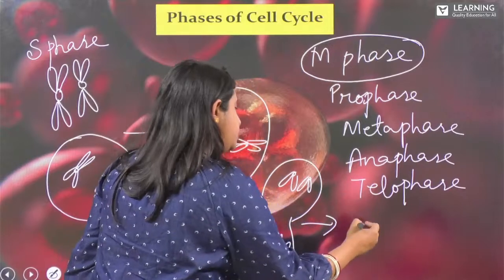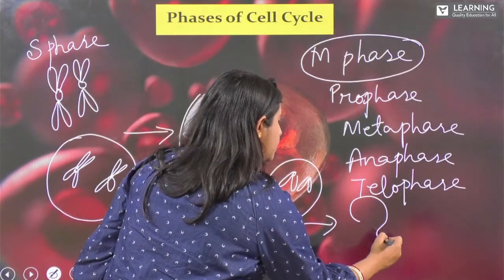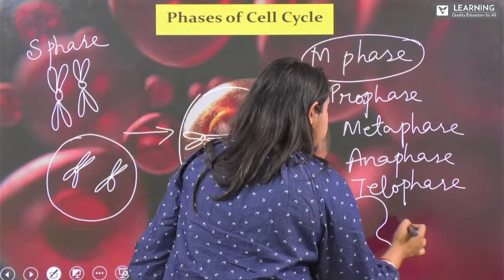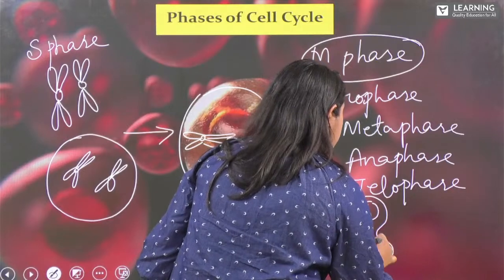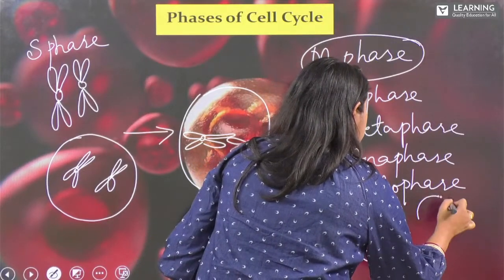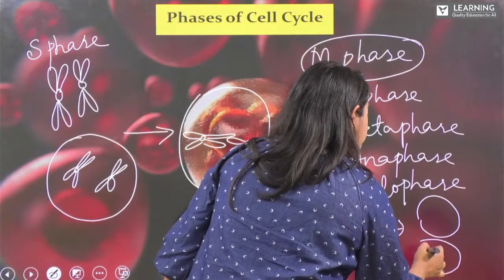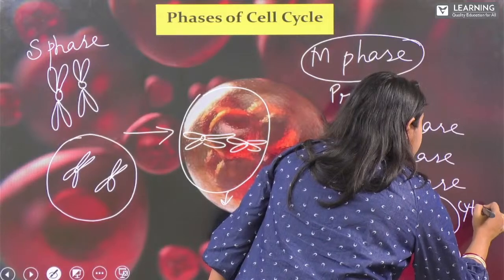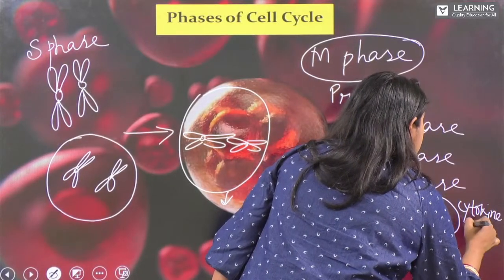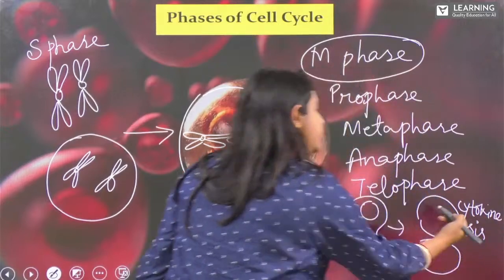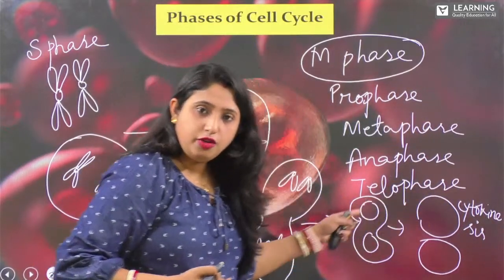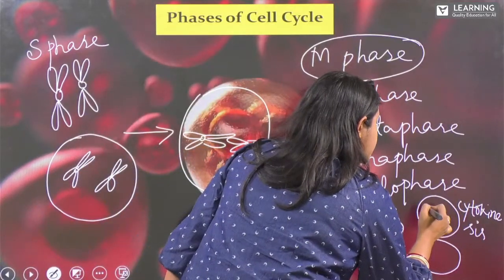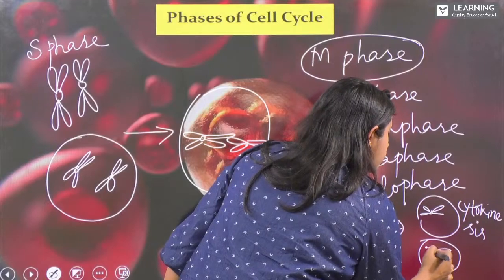Then in the telophase stage, what happens? The cell further divides. So it will lead to the formation of what? It will lead to the formation of two cells by the process of cytokinesis. Cytokinesis is a process where the cell divides, and the two daughter cells are being formed, as you can see here.